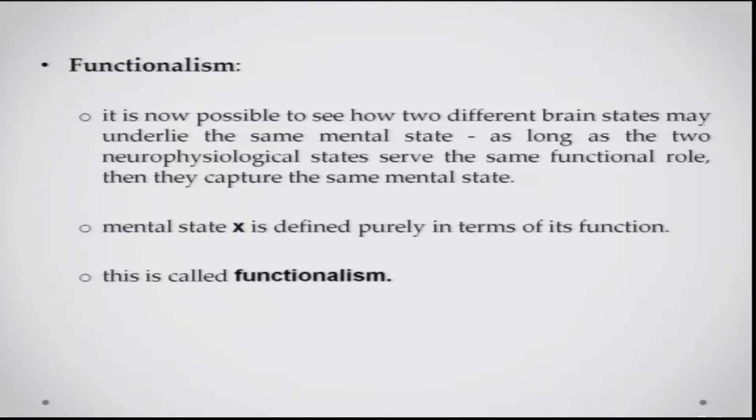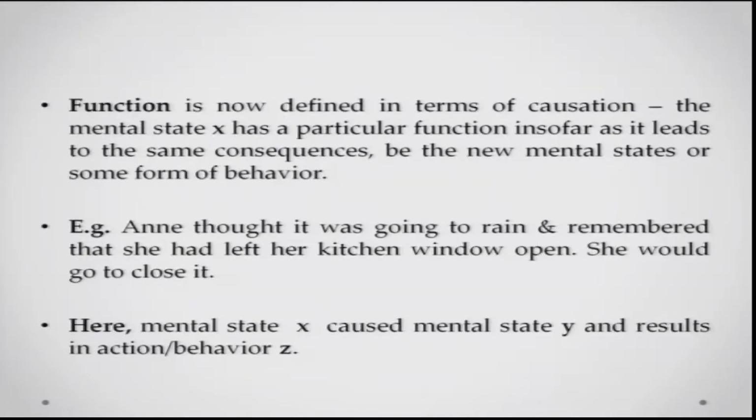It is now possible to see how two different brain states may underlie the same mental state, because we are concerned about the functions of those brain states, which basically is to lead to particular mental states. So, as long as the two neurophysiological states serve the same functional role, then they can obviously capture the same mental state. Okay. So, mental state X can then be defined purely in terms of its function. This basically is the crux of functionalism.